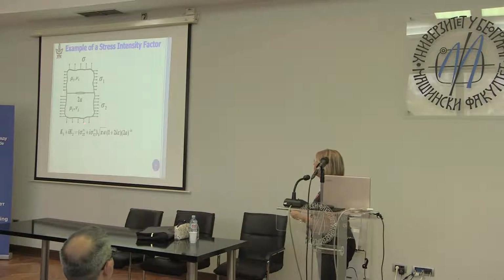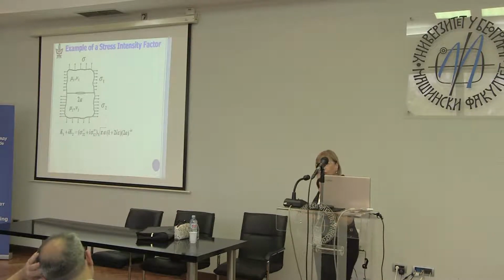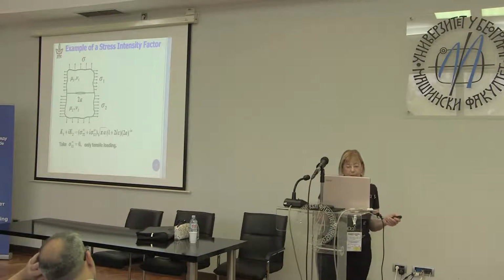And for a moment, if we just assume that the two materials are the same, epsilon will be equal to 0, so this term goes out. The 2i epsilon term goes out, and so what you're left with is what you normally expect for a homogeneous material, sigma square root of pi a. Written in complex form, but it divides up. K1 is sigma 2 square root of pi a, K2 is sigma 1 square root of pi a. It's what we remember from homogeneous isotropic materials.